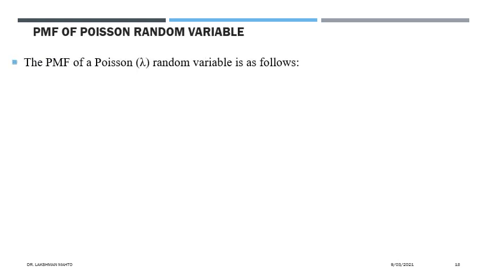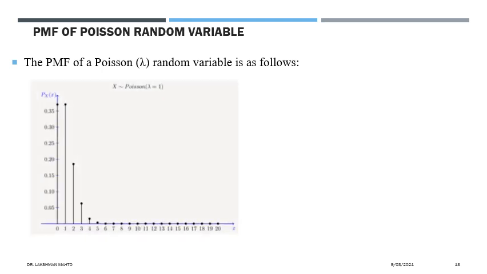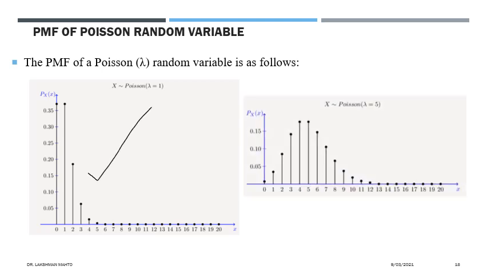Here I will talk about the probability mass function of a Poisson random variable for a few values of the parameter lambda. If you take lambda equal to 1, this is the probability mass function. If you take lambda equal to 5, you will get this kind of probability mass function. Any question you can ask. Otherwise, we have already completed 45 minutes, and we are going to wind up today's lecture.